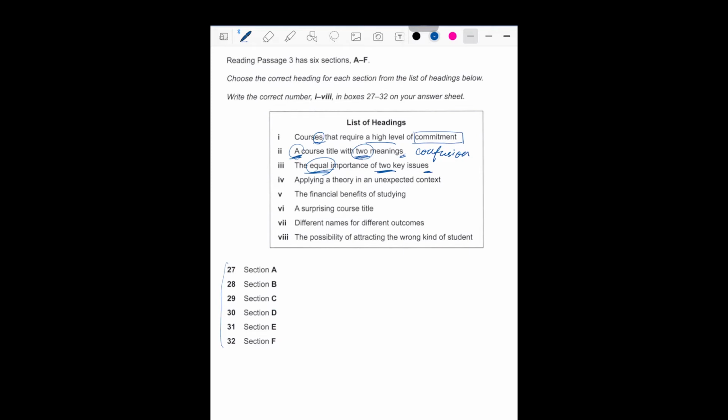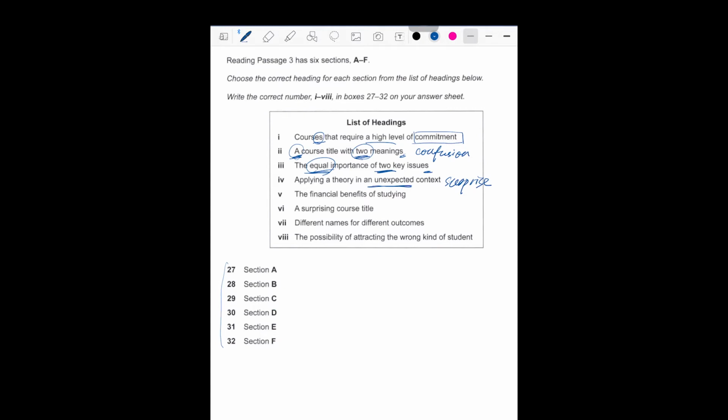The fourth choice, applying a theory in an unexpected context. Unexpected means you have never thought about it before. It may come to you as a surprise. Or it may be an interesting inspiration from someone.